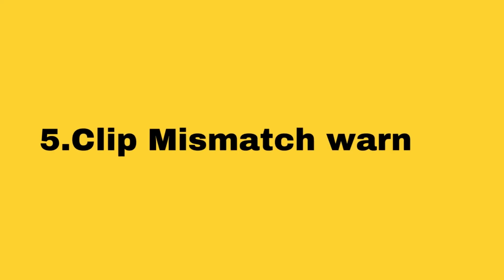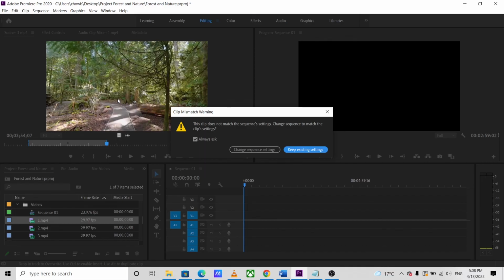Next we move on to clip mismatch warning. Now right at the starting of our project, we can face sometimes this type of a warning message. This happens when our clip frame rate and our sequence frame rate both are not matching with each other. So what we can do is that we can simply go ahead with this option to ensure that all our clips will be of the same frame rate which we have set.